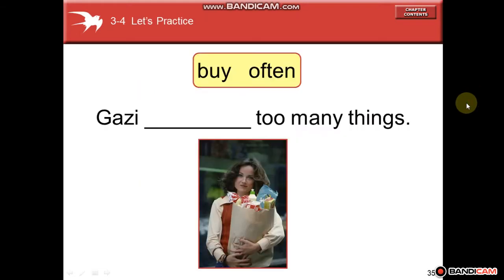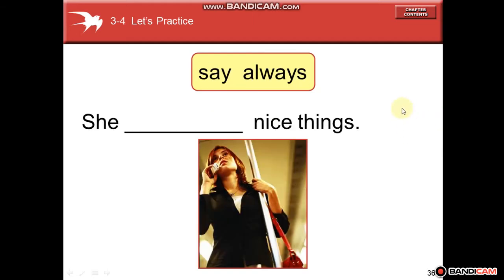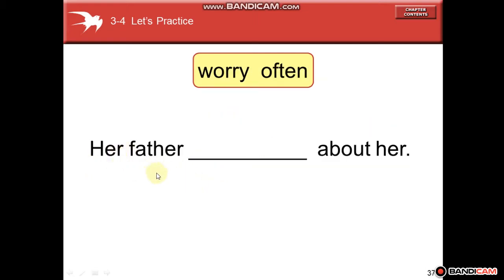Now let's practice. Too many things. Buy, often buys. Because we have Y, but we have a vowel here, so only S. She says nice things, always says. S or IES? That will be S because we have Y, and then we have A, which is a vowel. Her father often worries about her. Why IES? Because we have a consonant before Y. That's why IES.